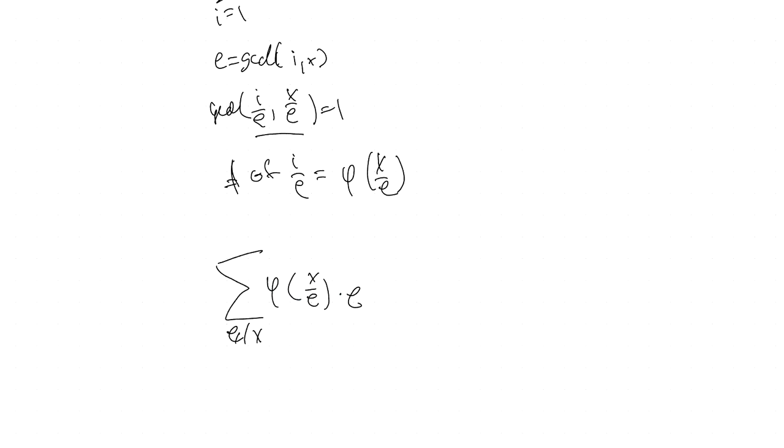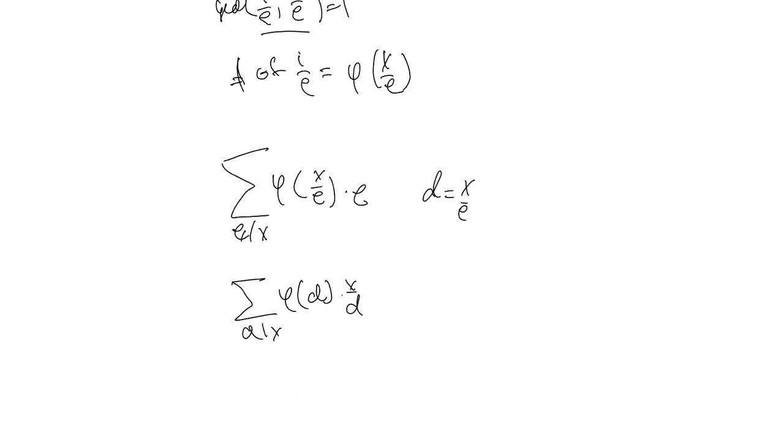So if you are saying yes, I'm going to carry on and do some substitution. In this case, there's a one-to-one correspondence between x over e and e. So we're going to define d to equal x over e and move it into this form: the sum of d divides x, phi of d times d times x over d. Does this make sense? Okay, I hope the next step makes sense, although it probably won't.